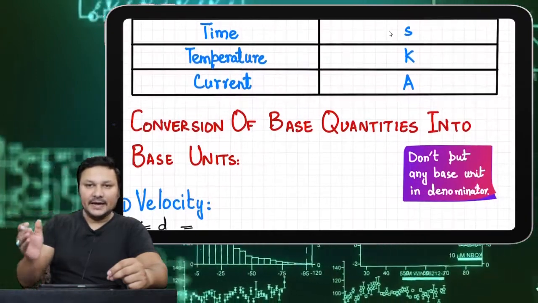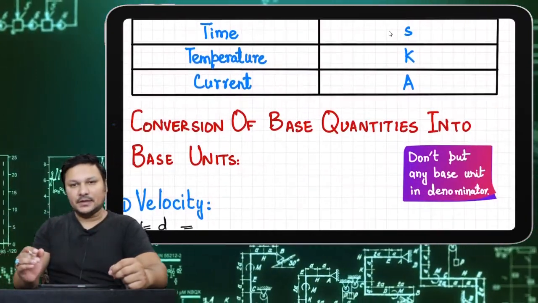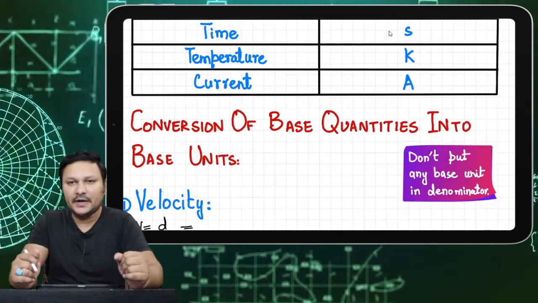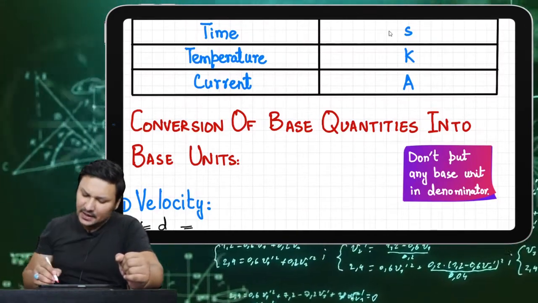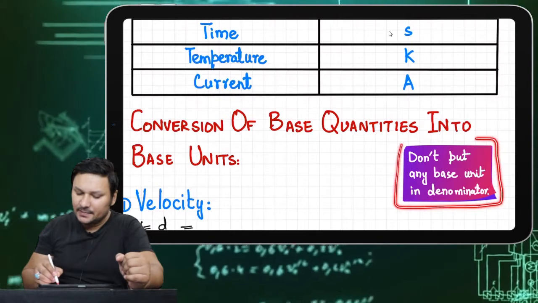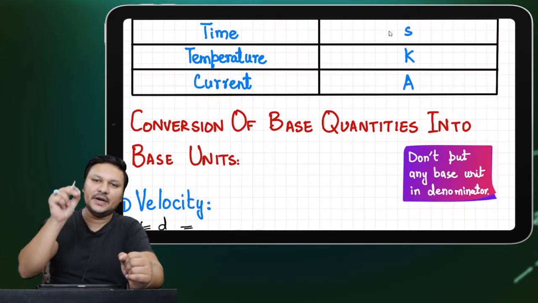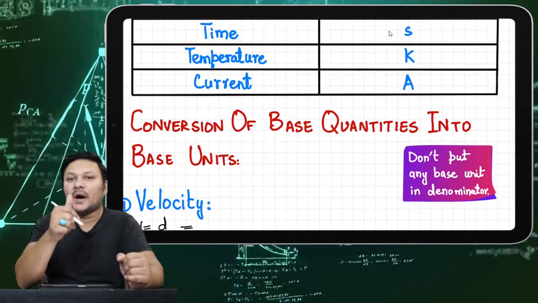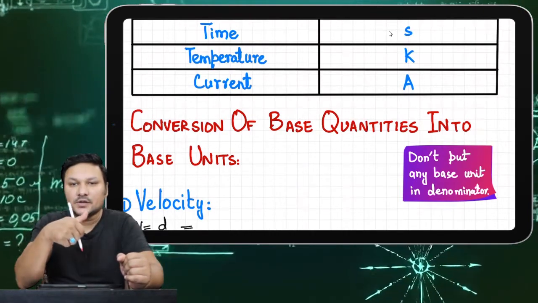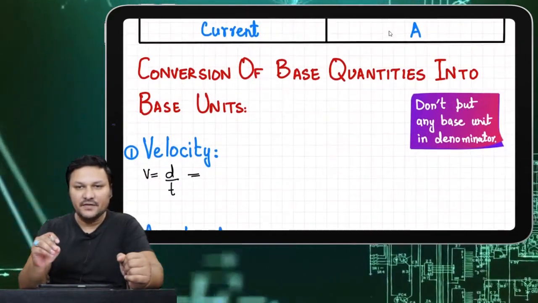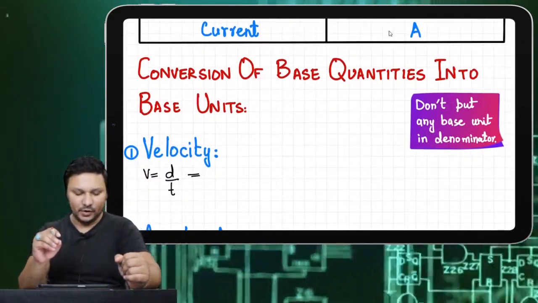Before getting into the quantities, that means what is the specific base unit of a particular quantity, let me give you a specific tip. We don't put any base unit into the denominator. We have to move it into the numerator, and in doing so the power of the unit inverses. That means if a power is positive, it becomes negative. If a power is negative, it becomes positive.